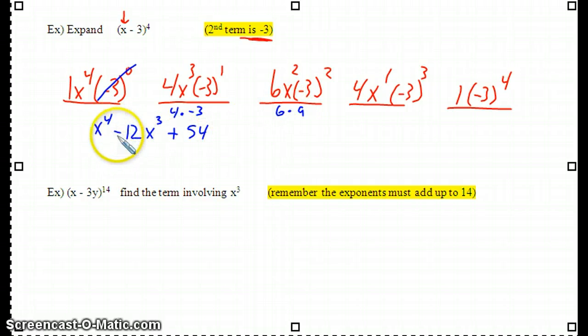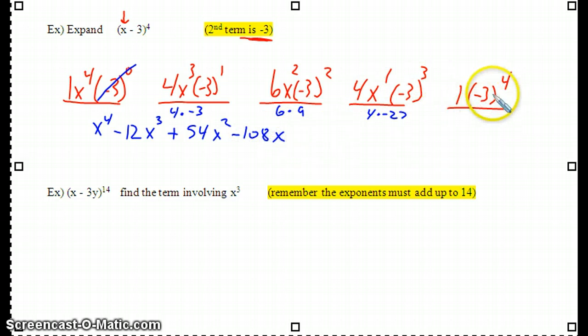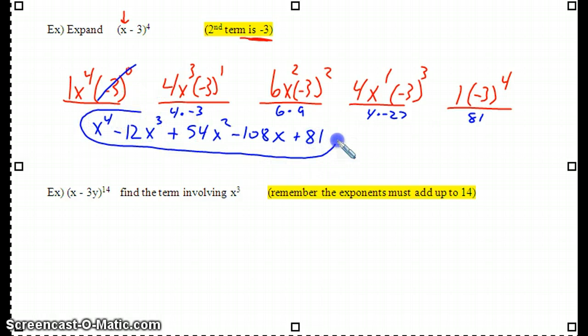So you get this sign, whether it's positive or negative, based upon whether your coefficient is a positive or a negative coefficient. For the next one, this is going to be 4 times negative 27, and that's going to give me negative 108, and I would just have an x there. And then over here, negative 3 raised to the 4th power is positive 81, so I would just have plus 81. And that would be the expanded form of my binomial. So pay attention to whether your number here is positive or negative.